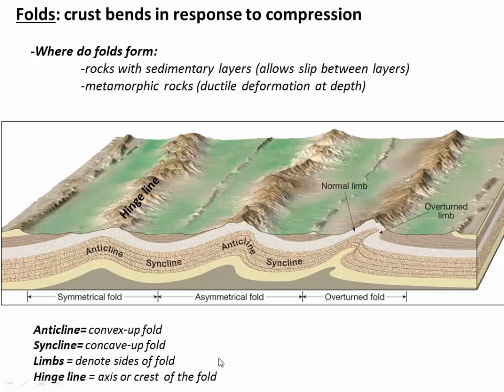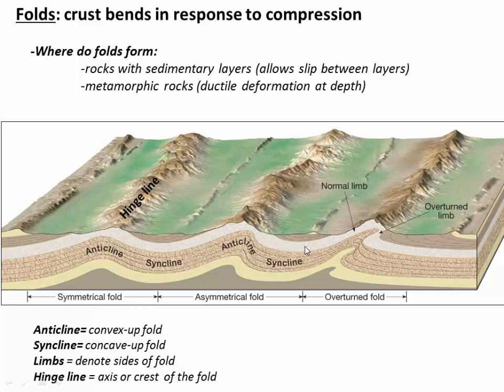Now, a little bit of folding vocabulary. If a fold is convex up, it's called an anticline. So here's an example of an anticline. If it's concave up, it's called a syncline. Okay, there's an example of a syncline.